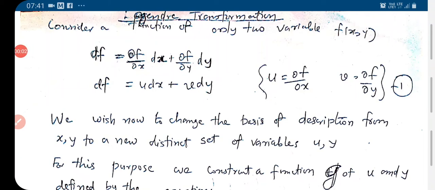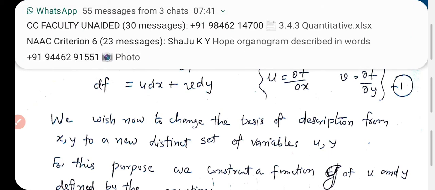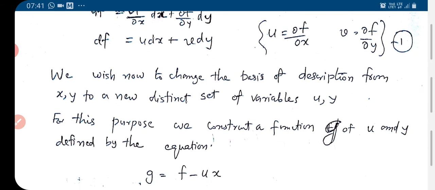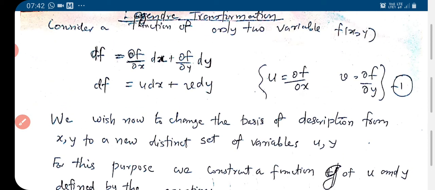Today, we consider the Legendre transformation, a kind of transformation which is used for changing the basis of description from one set of variables to a new set of variables. So we have a function which is a function of one set of variables, and we want to change it to another function of a new set of variables. This is what is done by the Legendre transformation. So let's see what we are doing.